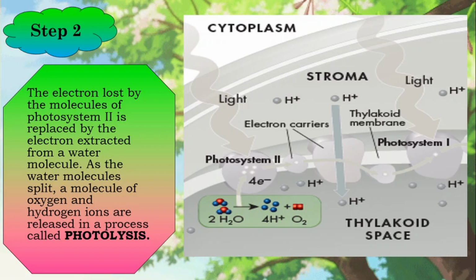As the water molecules split, a molecule of oxygen and hydrogen ions are released in the process of photosynthesis. Okay, so on step 1, when a photon or light energy strikes a molecule in photosystem 2, its electron will leave the photosystem 2. Then this electron that left will be replaced by the electron from the water when the water molecules are split.